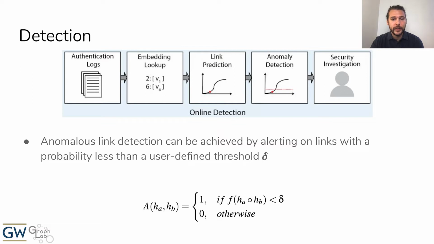Finally, performing online detection is a really straightforward process. For any new authentication event, we look up the node embeddings for the two authenticating entities and pass them through our trained logistic regression link predictor, which outputs a value between 0 and 1, which we can interpret as the probability that the observed authentication should occur. We can then define a simple user-defined threshold delta, and if the probability of the link is less than this threshold delta, we generate an alert for the authentication event and forward it to a security analyst.